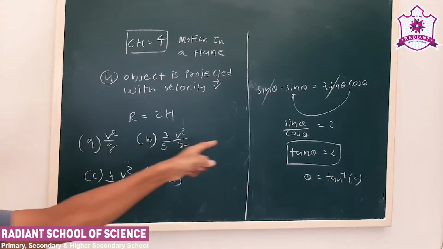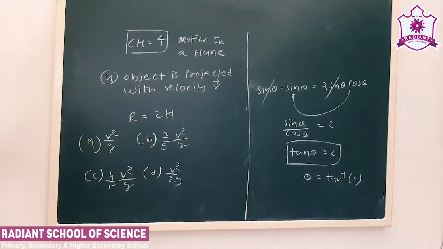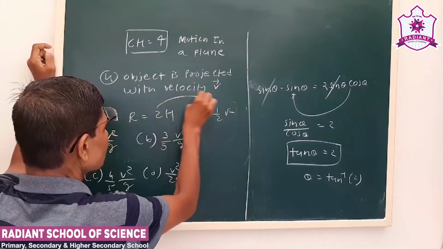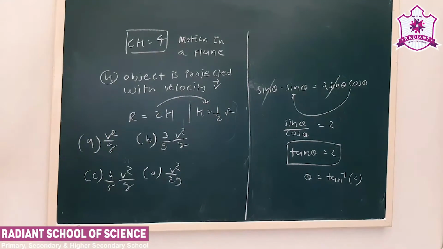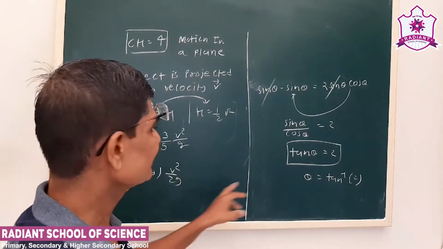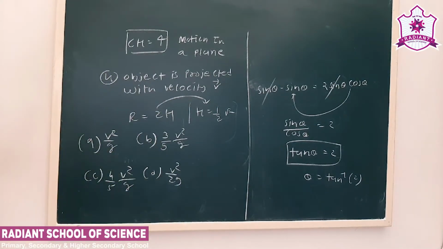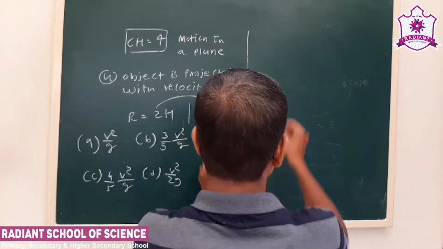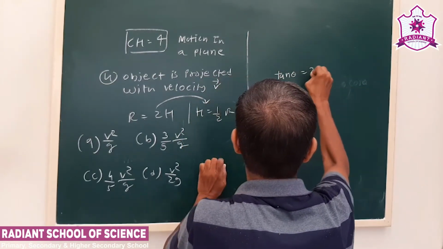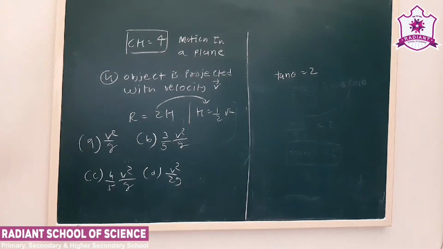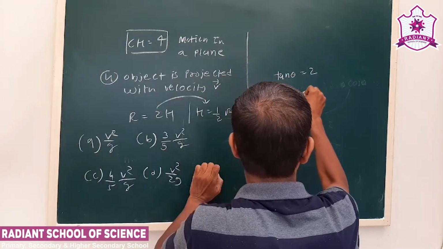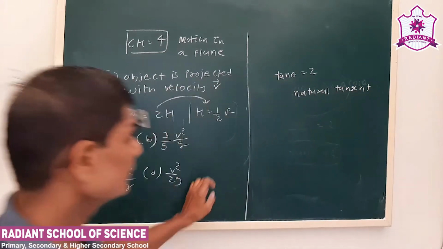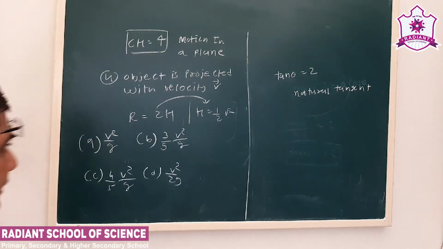Now see, just now we have proved that when the height is 1 by 2 r, in a little bit different format you can see, in that case the angle of projection will be tan theta is 2. So, just now we have proved tan theta value is 2. Now if I see in the natural tangent table, the theta I will obtain is 63 degree.